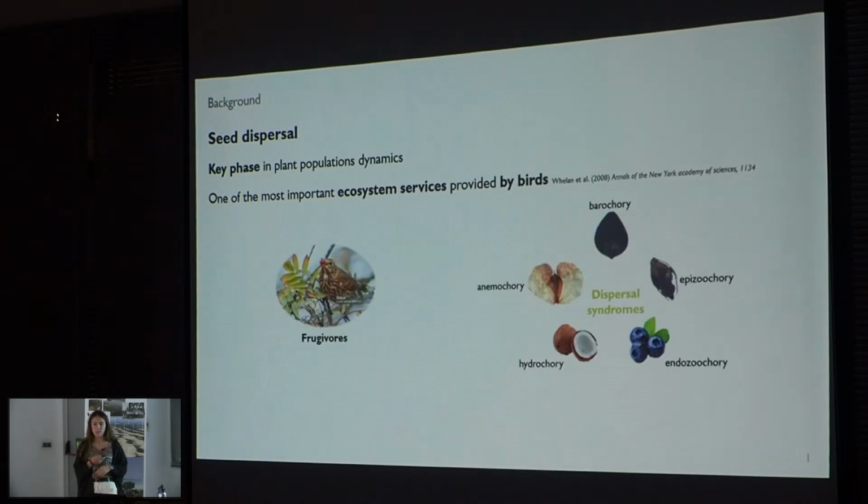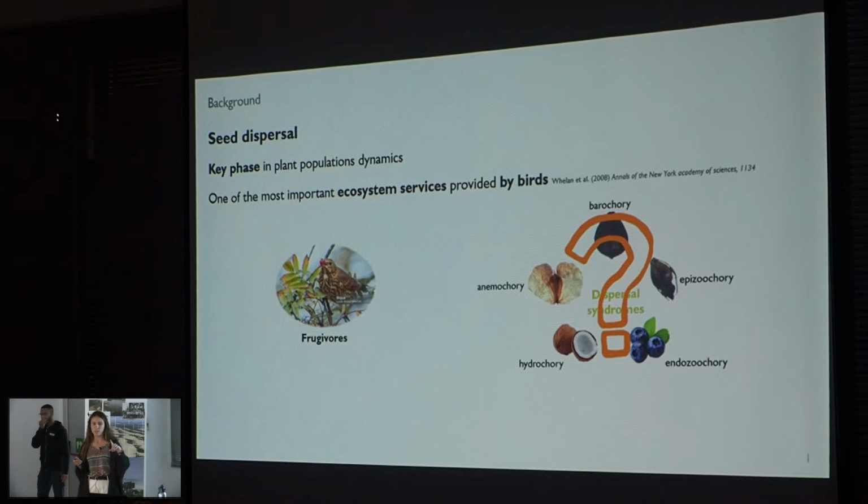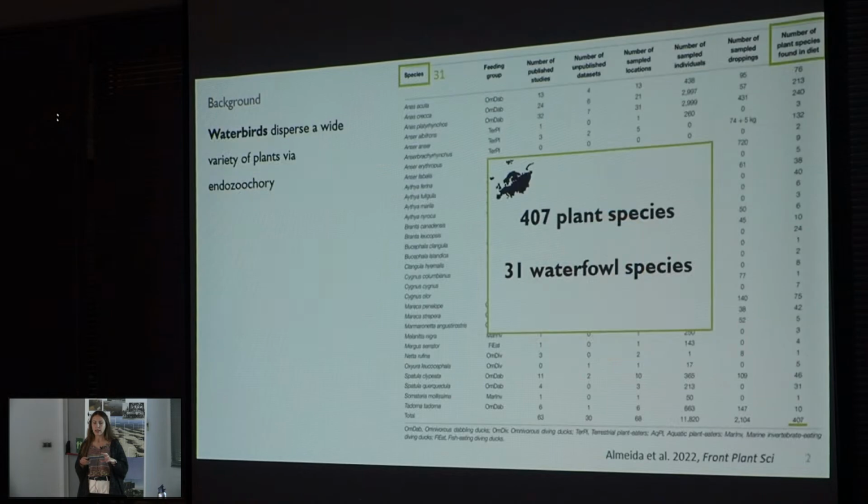Traditionally, it has been assumed that only or mainly frugivore birds were dispersing plants, and specifically fleshy-fruited plants, through a process called endozoochory under the paradigm of plant dispersal syndromes. However, now we have reasons to not believe entirely in this classification, because it is made mostly according to morphological traits. And now we know that waterbirds can disperse a wide variety of plants via endozoochory.